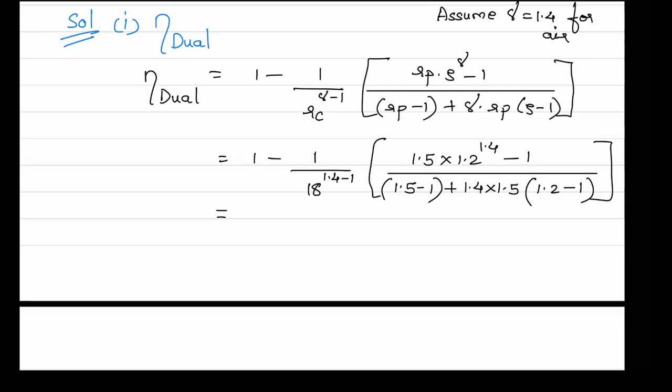So from here I will get efficiency of dual cycle. It is 0.6797, and if you multiply by 100, I can write it is 67.97 percent efficiency of dual cycle. So this will be first answer.